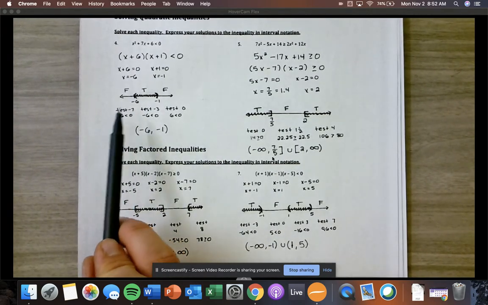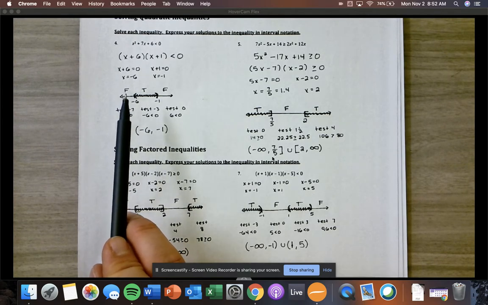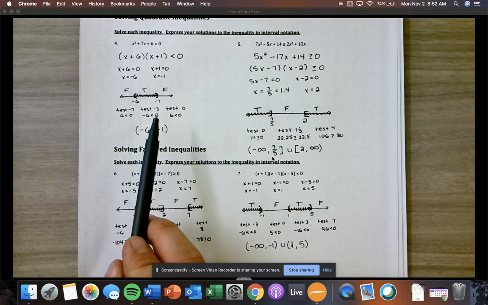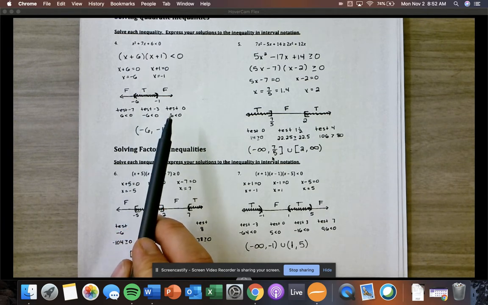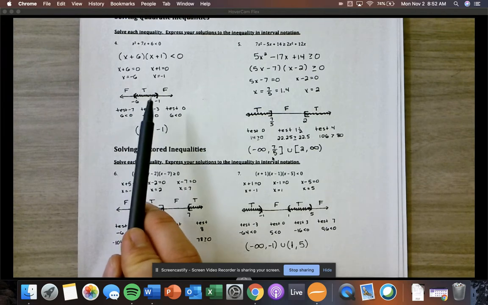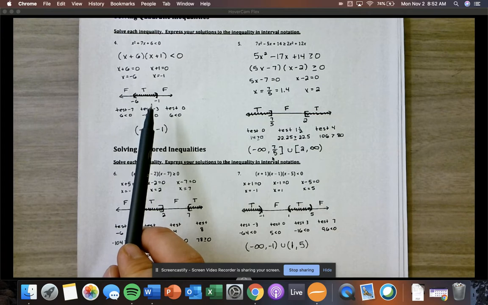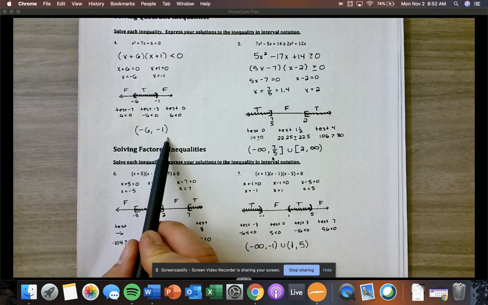All right, so here we tested -7. We got 6 is greater than 0. We know that's false, so we don't care about that interval at all. Here we tested -3. We got -6 is less than 0, which is true. So we do care about this interval. And then here we tested 0. We got 6 is less than 0, which is false. So the only interval we care about is in between -6 and -1. All right, so the domain then is from -6 to -1.